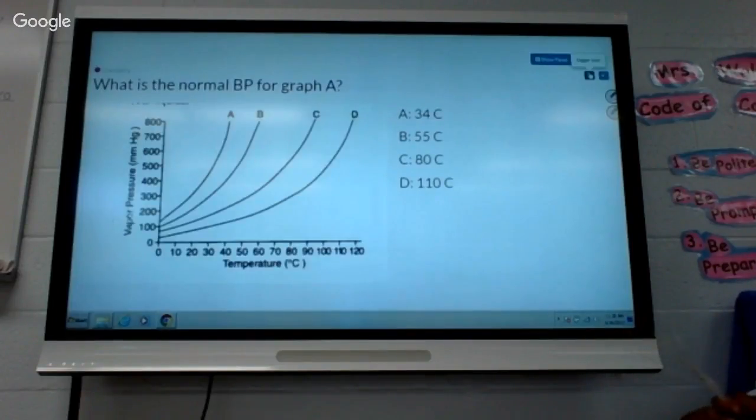What's the normal boiling point for graph A? So for graph A, which one of those would be the normal boiling point?